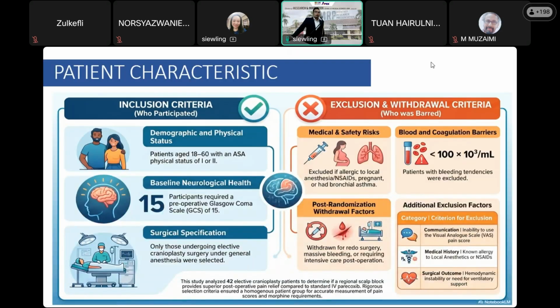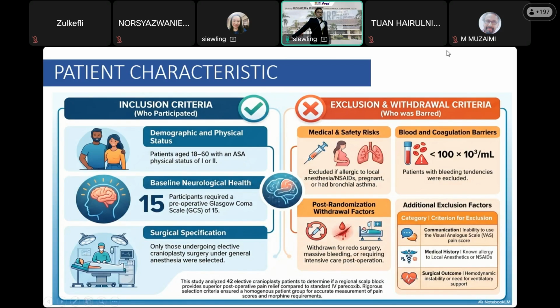Okay. For the baseline characteristics of the patients, we included patients with the age of 18 to 60 years old, those who are ASA 1 or 2. We include those patients who only have full GCS, meaning that these patients are able to actually perform the visual analog score postoperatively. And we also include those patients who undergo elective cranioplasty surgery under general anesthesia.